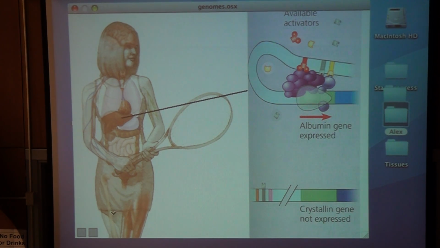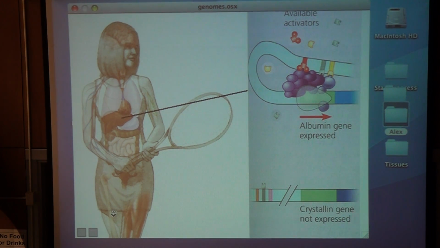In the liver cells, they have the activator proteins to express the albumin gene, but they don't have all the activator proteins to express the crystalline gene, so they only express the albumin gene and not the eyeball gene. Sound good? All right.